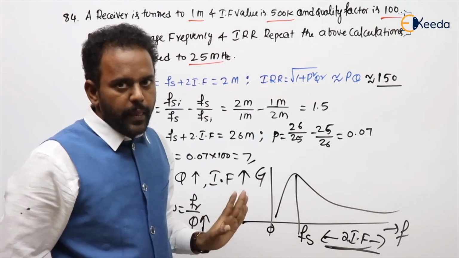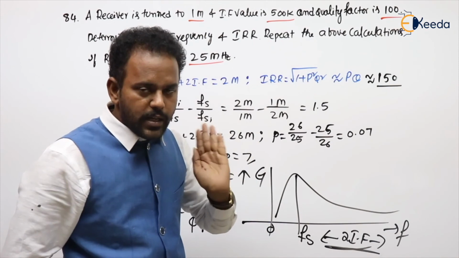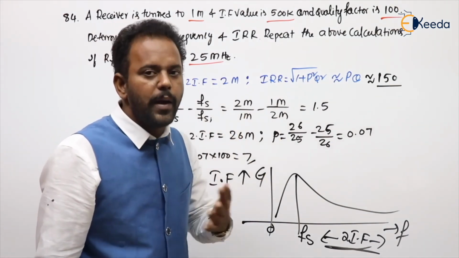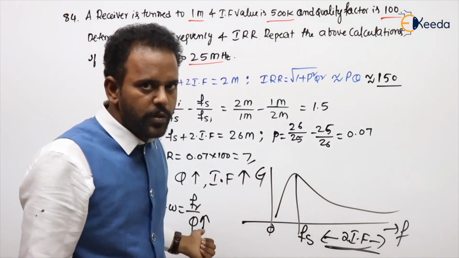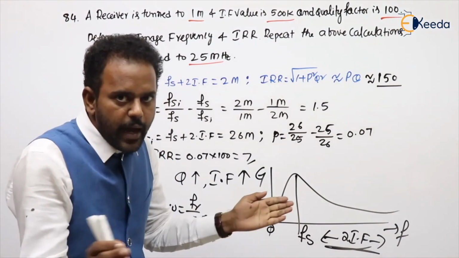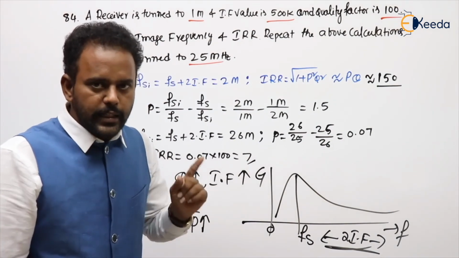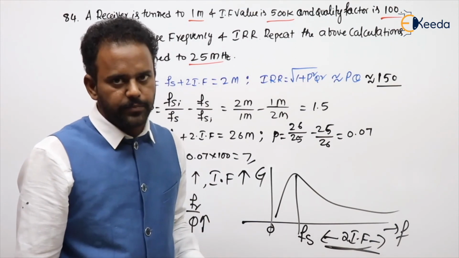So here, to get a better IRR value, FS value as well as IF value will be in the same proportion. Then you will have better results. I cannot increase the quality factor, I already showed, bandwidth will decrease. That is not desirable. So increase the gap between FS and FSI. That is, increase the IF value. That is the best option for increasing the IRR value. Clear?